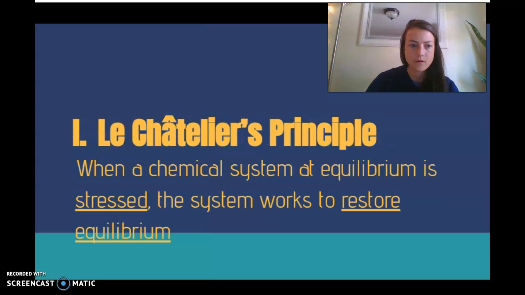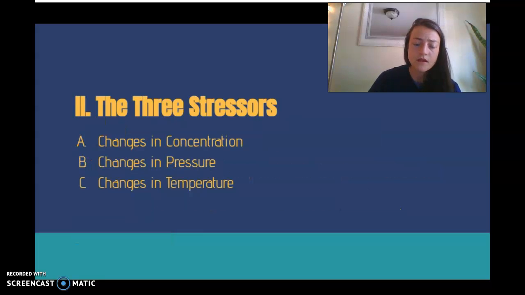So if the system is disrupted in any way, this is when Le Chatelier's principle is going to take effect. If you disrupt your chemical equilibrium, then it's going to shift to try and restore that equilibrium. And that's what we call Le Chatelier's principle. And there are three stressors that can affect the equilibrium that a chemical reaction has.